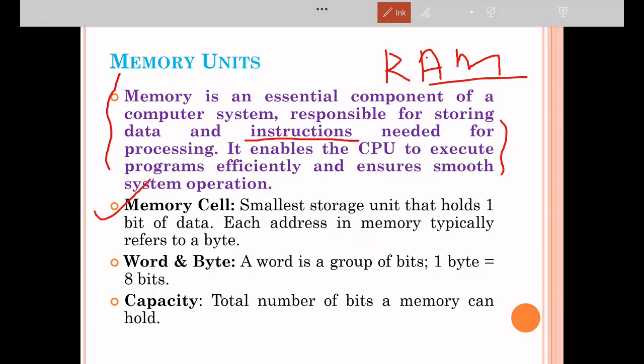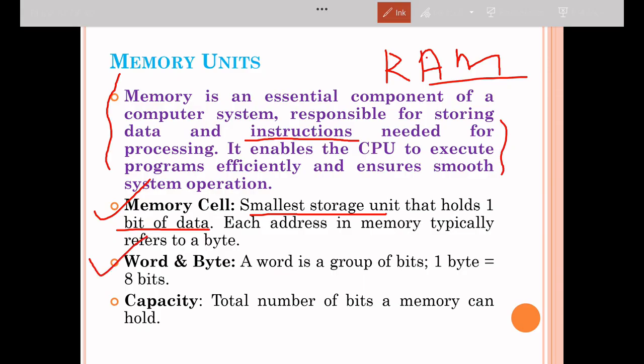Memory cell, this is the smallest storage unit. Number one, this is very important. Later I will show why. That holds 1 bit of data. This you have to remember. Memory cell means this is the smallest unit that holds 1 bit of data.